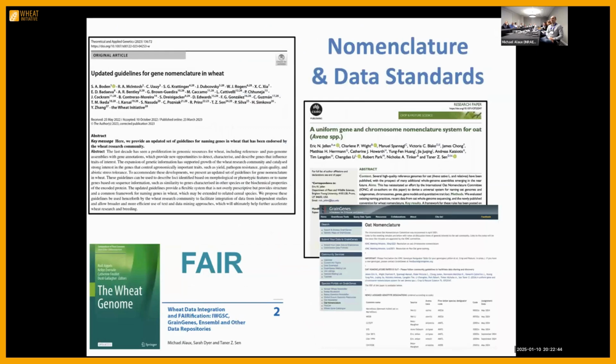And the nomenclature and data standards are very important. I think that's also a focus for this group. Last year, updated guidelines for genome nomenclature were published. I also mentioned the oat nomenclature paper, and then we have, as I said earlier, this page where people can get codes, identifiers for their species and cultivars.